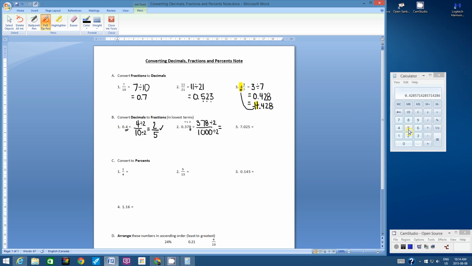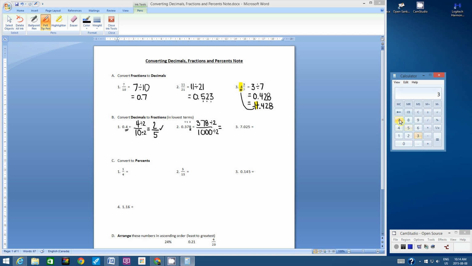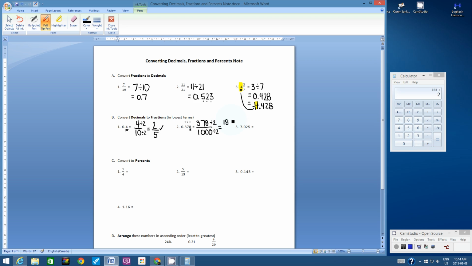So if you use your calculator, 378 divided by 2, and what do you get? Hopefully you got 189. And then 1,000 divided by 2, maybe you can do that mental math. 1,000 divided by 2 is 500. Okay, so we've reduced it one step by dividing both the numerator and the denominator by 2. We get a fraction of 189 over 500.